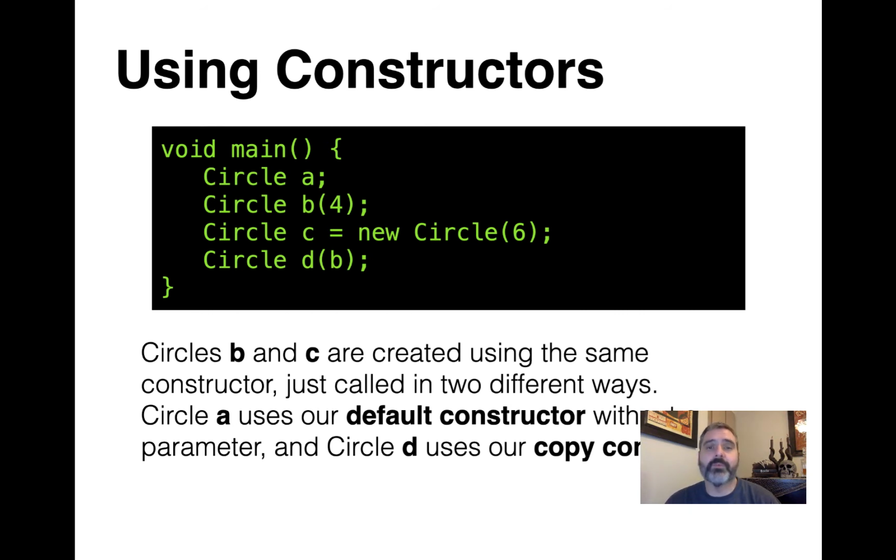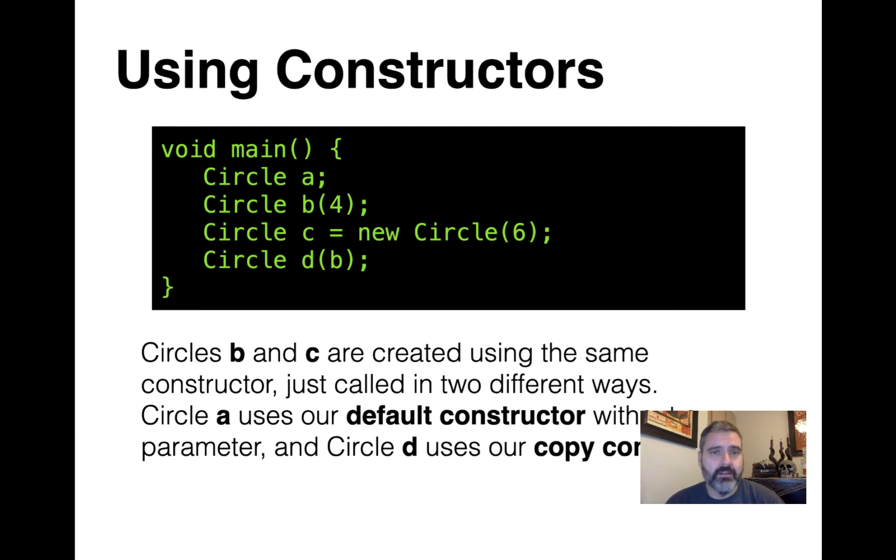Circle B will have a radius of 4 because I'm sending a value. Now, I said I was going to send a double, and what I actually ended up doing was sending an integer. That's fine. C++ is okay doing implicit conversions from integer to double or double to integer, sometimes without you realizing it, which is a problem. More modern languages sometimes try to prevent that, but in C++, that's perfectly fine.